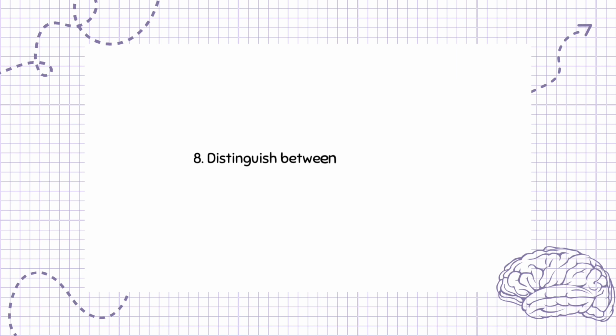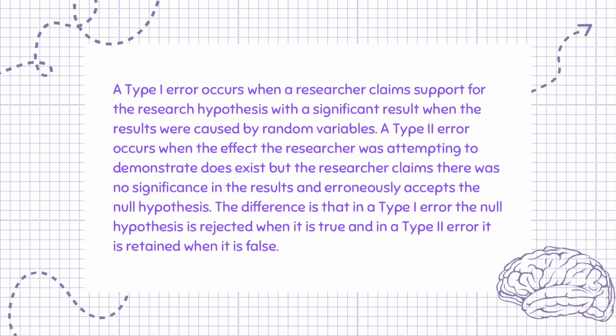Question 8. Distinguish between a type 1 error and a type 2 error. 4 marks. A type 1 error occurs when a researcher claims support for the research hypothesis with a significant result when the results were caused by random variables. A type 2 error occurs when the effect the researcher was attempting to demonstrate does exist, but the researcher claims there was no significance in the results and erroneously accepts the null hypothesis. The difference is that in a type 1 error the null hypothesis is rejected when it is true, and in a type 2 error it is retained when it is false.